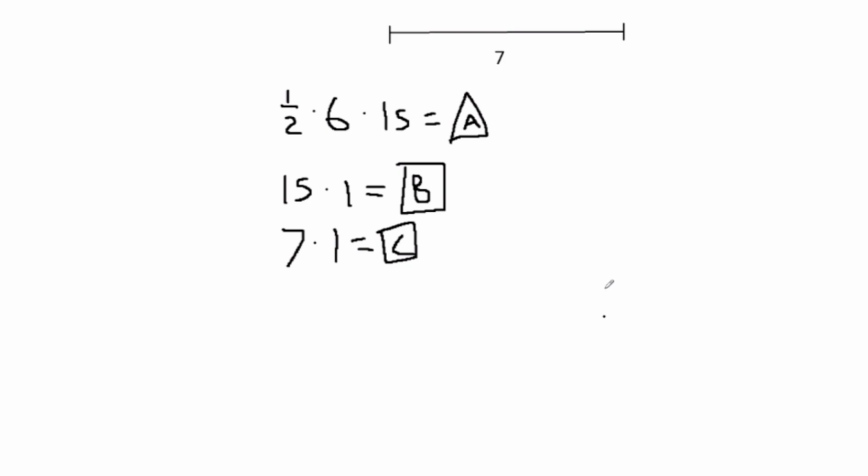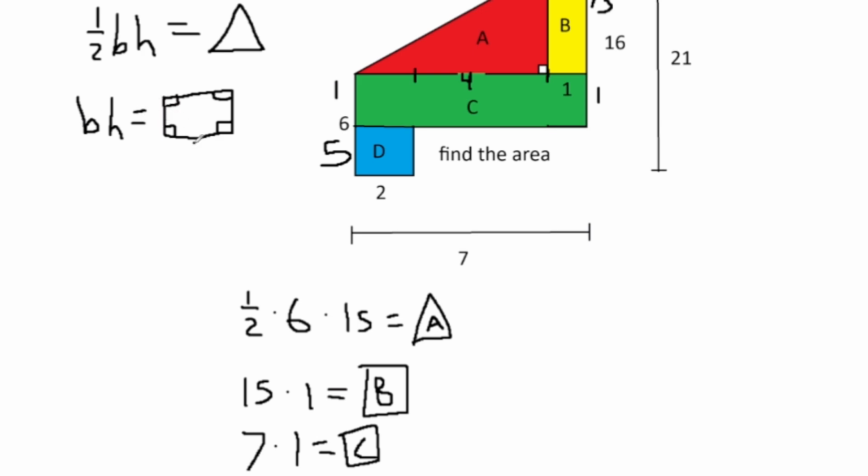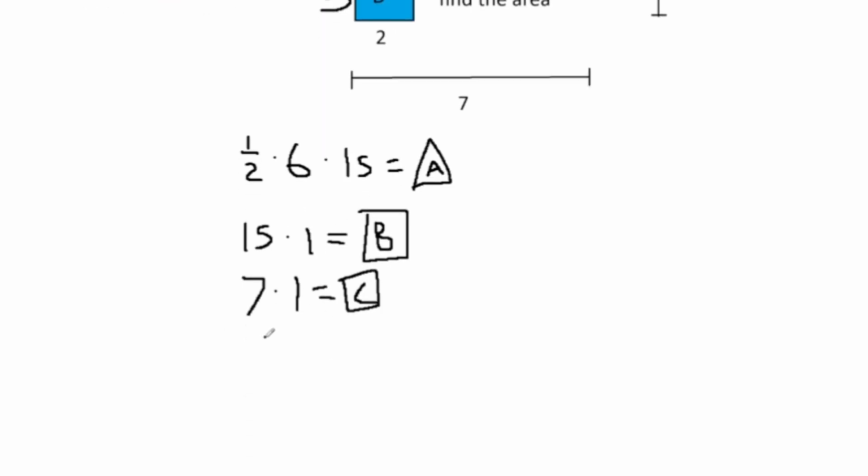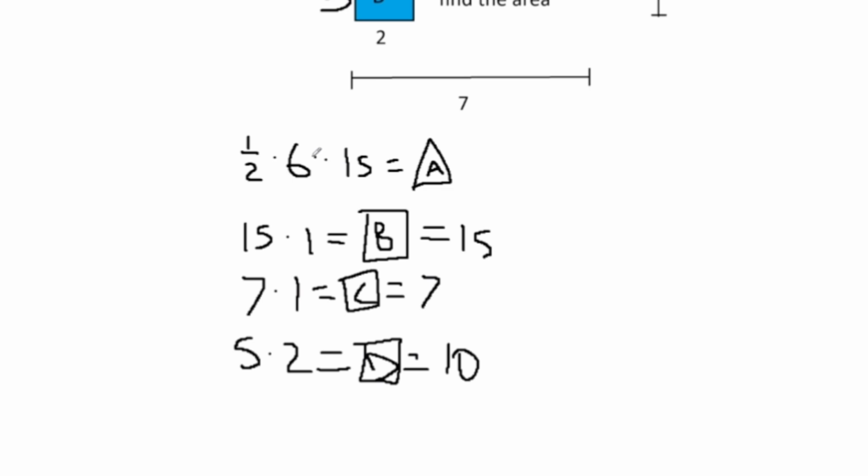I messed that up. B times H. B here. H here. 5 times 2 is equal to 10. So 5 times 2 is equal to square D, which is equal to 10. Square C, 7 times 1 is equal to 7. 15 times 1 is equal to 15. 6 times 15 is equal to 90. Half of that is equal to 45.